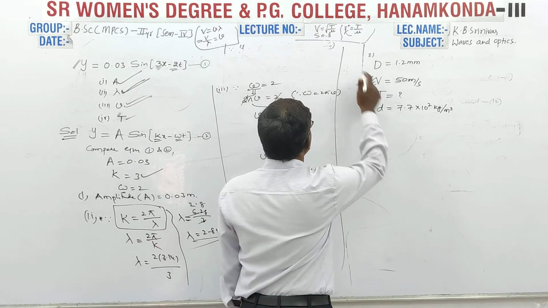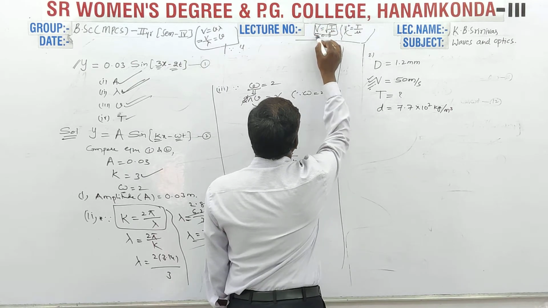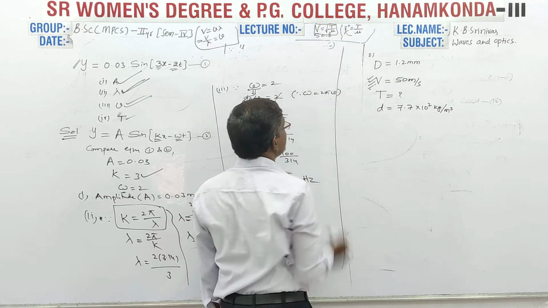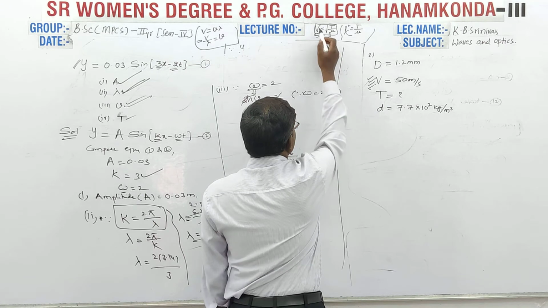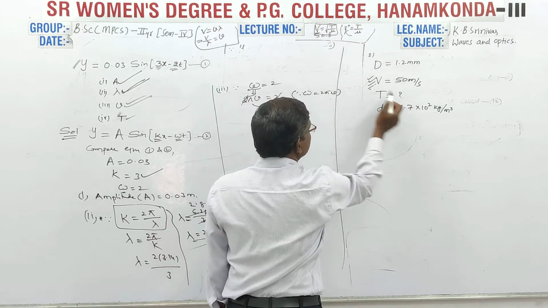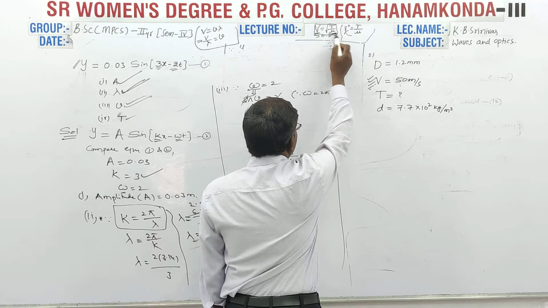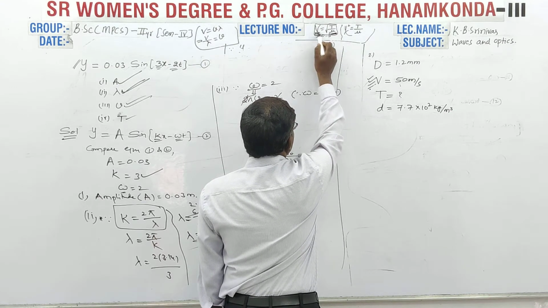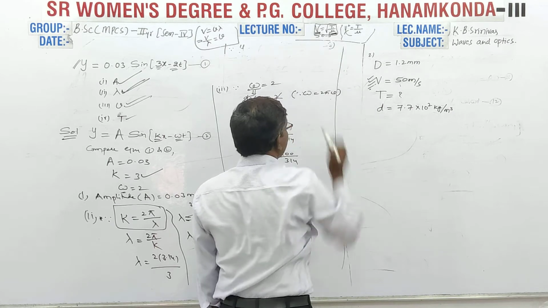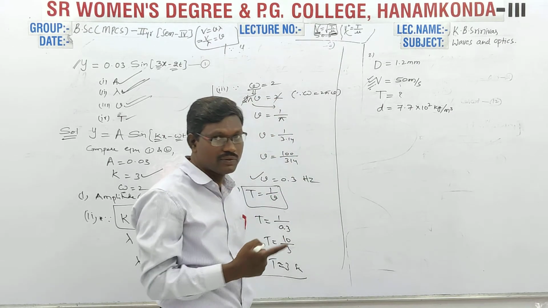What is the formula for velocity of transverse wave? That is v equal to under root of T by mu. From this equation, v is already given and T is asked, so we have to find out mu. If you calculate the mu value, v is already a known value, so you can calculate tension. To calculate the mu value only, I am doing like this.